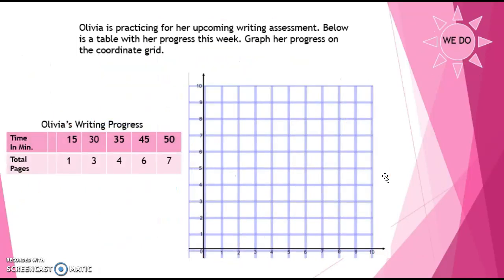All right, now let's go on to the we do. So now we're going to take what we learned a step further. We have Olivia, and she's practicing for her upcoming writing assessment. Below is a table with her progress this week. Graph her progress on the coordinate grid.